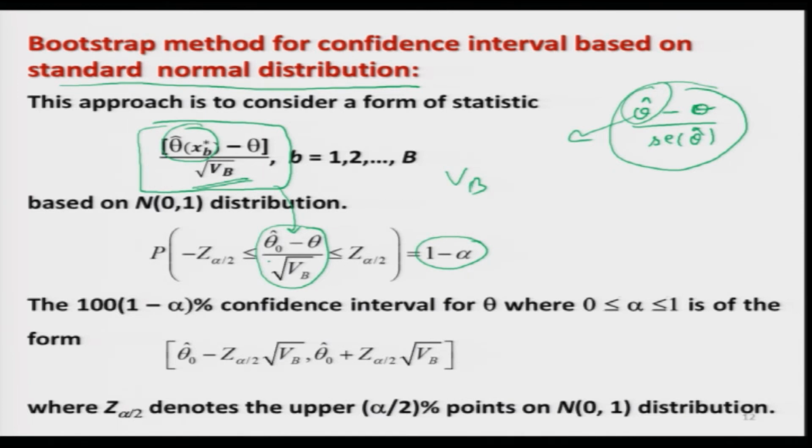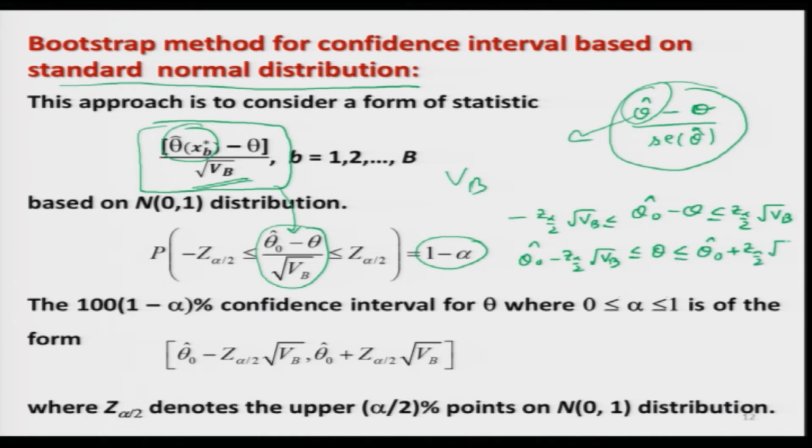Using this I can simply solve it, and you can see here that theta 0 hat minus theta is less than minus z alpha by 2 times square root of VB, and this is z alpha by 2 square root of VB. If you solve for theta, this will be theta 0 hat minus z alpha by 2 square root of VB on the left, and on the right hand side theta 0 hat plus z alpha by 2 square root of VB. So, theta 0 hat is essentially your bootstrap statistic, the bootstrap estimator of the parameter theta. This is the confidence interval which you will obtain.